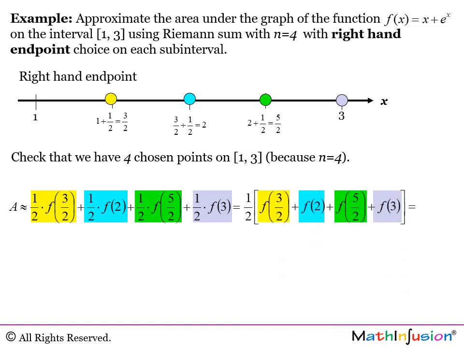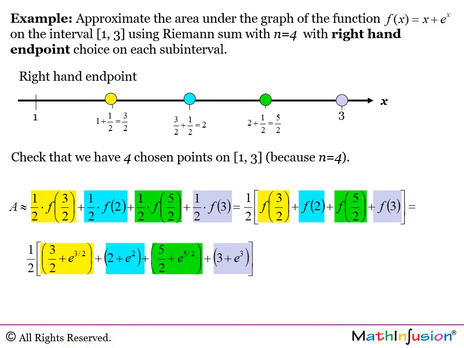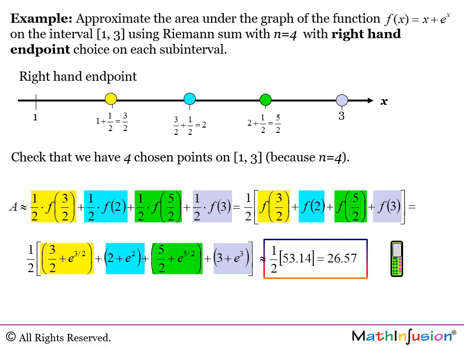But now I can even evaluate more because I have the function. So now I'm going to substitute those values of the x's in the function. f of 3 over 2 is 3 over 2 plus e to the power of 3 over 2. f of 2 is 2 plus e to the power of 2, and so forth. In this case, I was using a calculator just to show you a little bit of a taste of what we were getting here. So after using the calculator, I got that this is about 26.57.